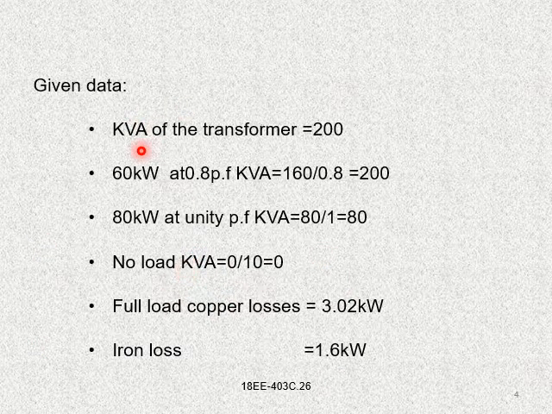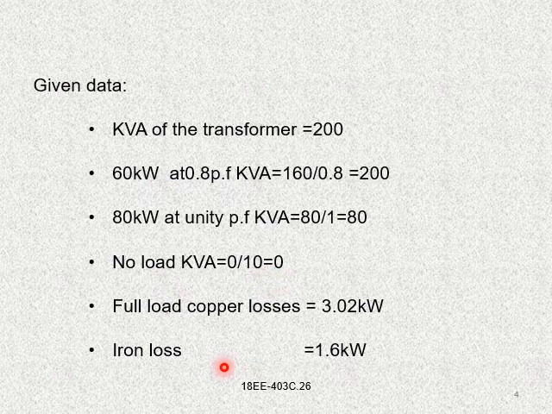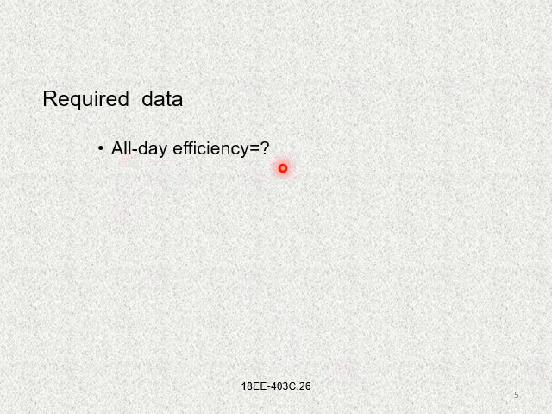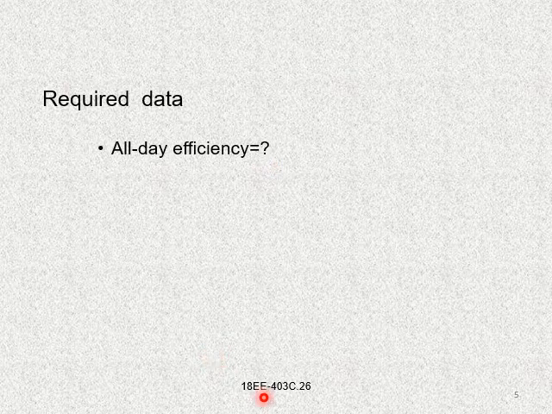So finally the kVA of the transformer is 200, and at 160 kW at 0.8 power factor the kVA is 200, and 80 kW at unity power factor the kVA is 80, and at no load the kVA is 0, and full load copper losses and iron losses are 3.02 kW and 1.6 kilowatts. Now the required data is the all day efficiency of a transformer.